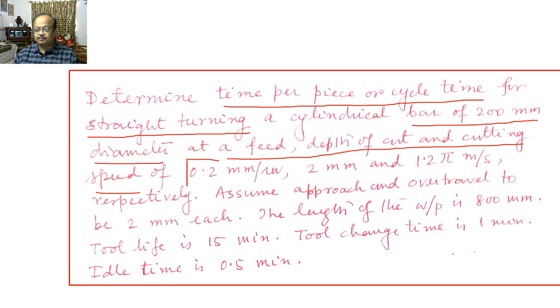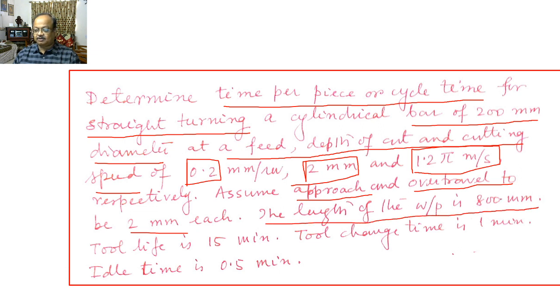Feed is 0.2 millimeter per revolution, depth of cut is 2 millimeter and cutting speed is 1.2 pi meter per second. So this is rather high cutting speed. You are asked to assume the approach and over travel to be 2 millimeter. Both of them are 2 millimeter. The length of the workpiece, this is a straight turning operation, is 800 millimeter. Tool life is 15 minutes. Tool change time is 1 minute and idle time is 0.5 minute.